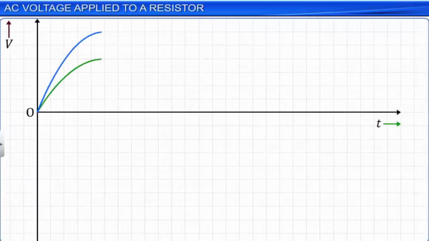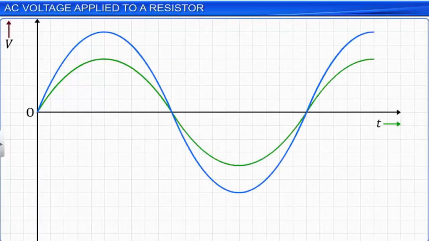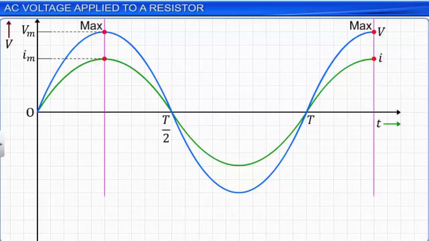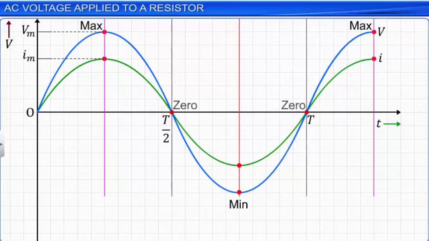The graph of the current passing through the resistor and the potential difference across it against time is as shown. Here we observe that the magnitude of the current flowing through the resistor and the voltage across the two ends of the resistor reach their maximum values at the same time. They also reach their respective minimum values at the same time. In fact, these values even reach 0 at the same time. This implies that in a pure resistor, the current flowing through the resistor is in phase with the potential difference across it.